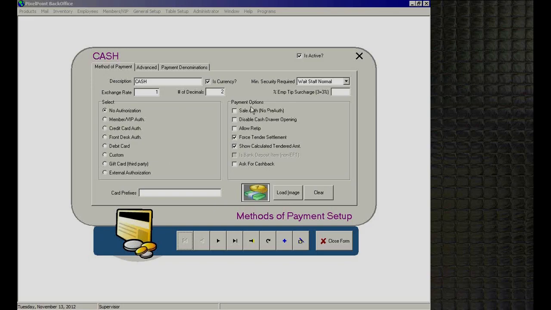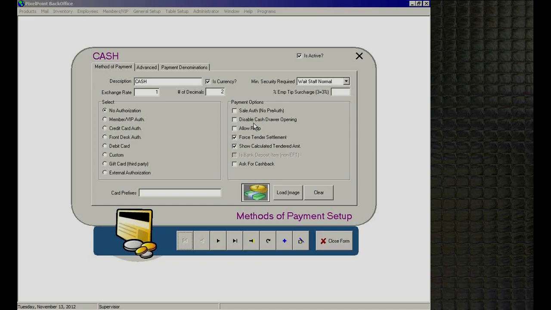Coming over to the right-hand side, we have payment options. First thing here, sale auth, no pre-auth. By now you should know what this is. This means that if I select this method of payment, any form of charge tipping will not be required for it. So you can actually have, for example, two Visas programmed into the system, one that requires tipping, one that does not. And you could have one set up with this checked and the other set up with it unchecked.